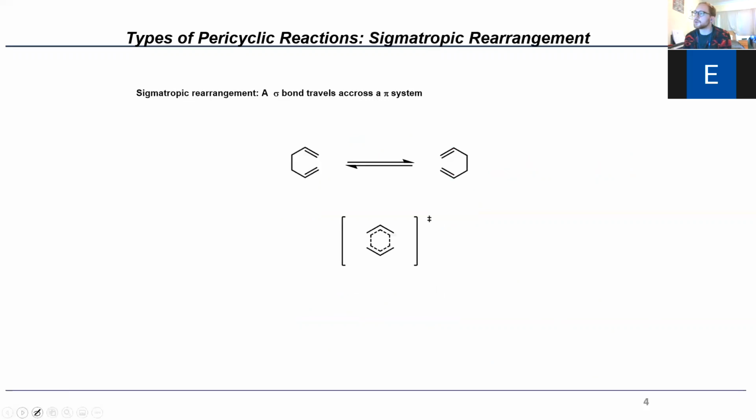Okay, moving forward. The third type of pericyclic reaction that we discussed in class is the sigmatropic rearrangement. And this can be simply described as a sigma bond traveling across a pi system. So in this classic sigmatropic rearrangement shown here, essentially traversing this transition state, we can interconvert between these two non-conjugated dienes. And so we're, in this case, breaking this bond and forming this bond. We can do that with arrow pushing like this.